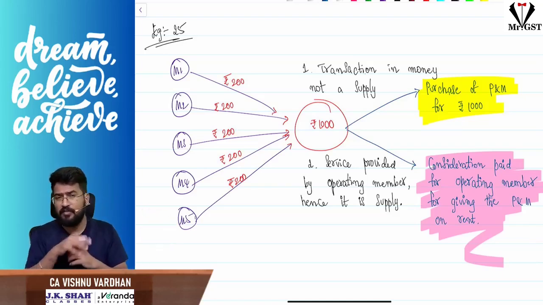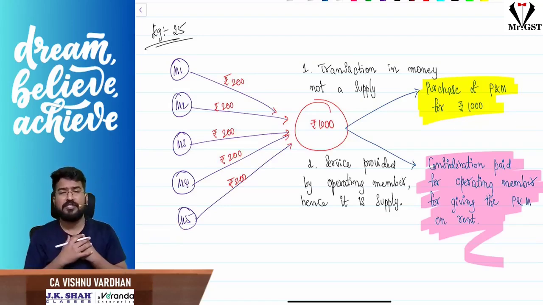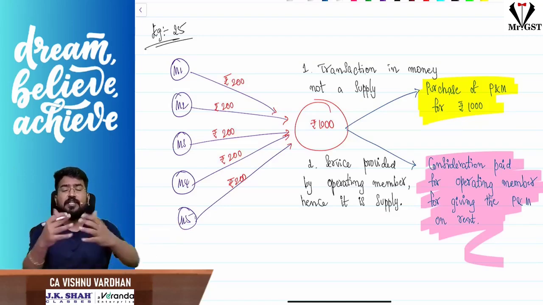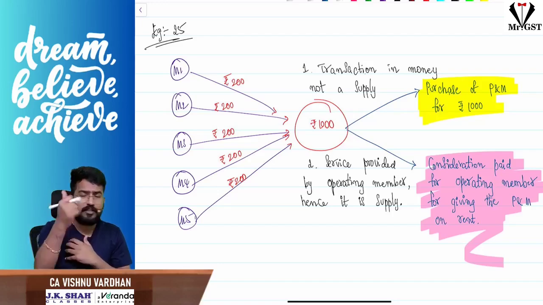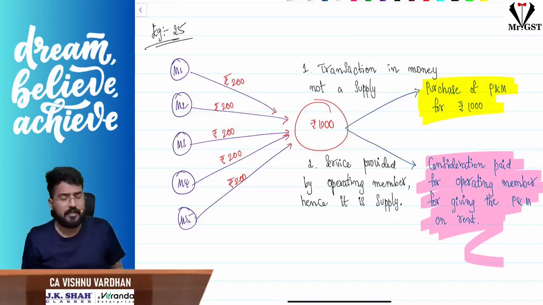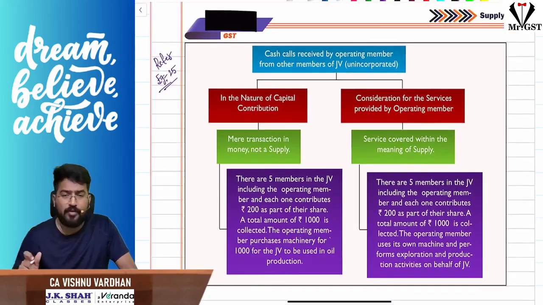So whatever contribution they are giving for purchasing some common goods or services is fine. But whatever contributions they have made for the services, for the supply provided by the operating member to the joint venture, here there is a supply happening by the operating member to the joint venture, and the joint venture is paying consideration to the operating member. So you have to see it in that way. So that is what the clarification is here, right? That is the joint venture clarification that has been given. Okay.